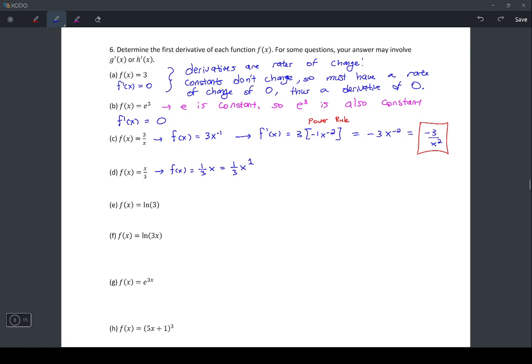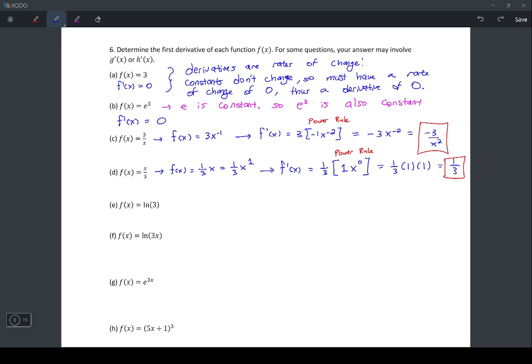Okay, now we're going to take the derivative for question D. We're going to use the power rule. The 1 will come down. We'll have x raised to the power of 1 minus 1, so x raised to the power of 0. One over 3 times 1 equals 1 over 3. The quotient rule after simplifying would give you the same thing, but what a waste.